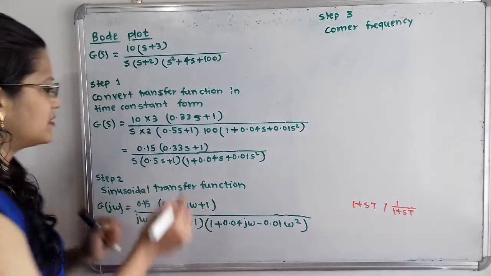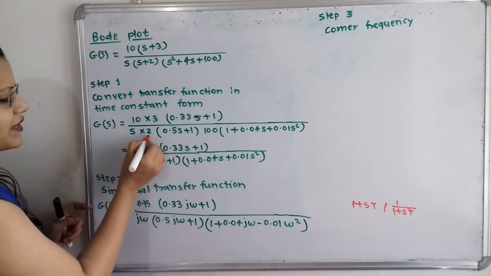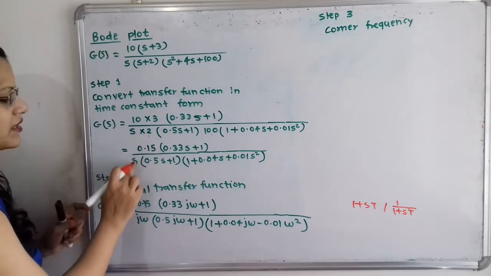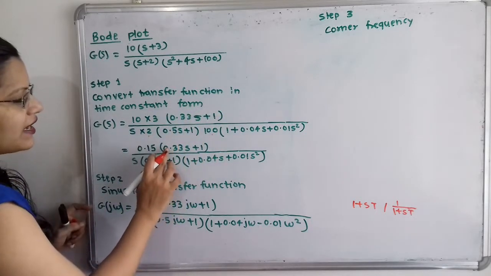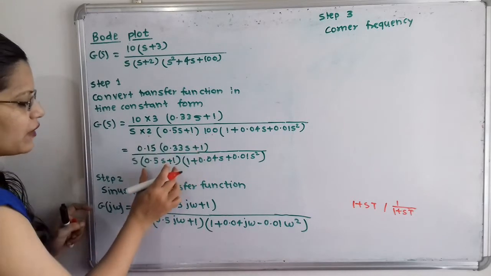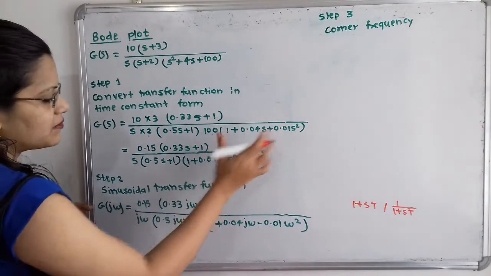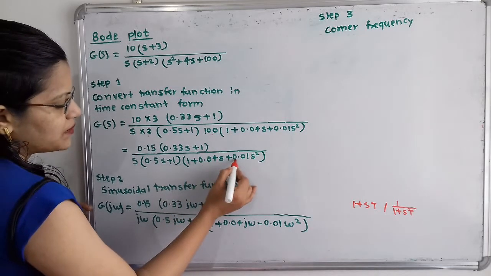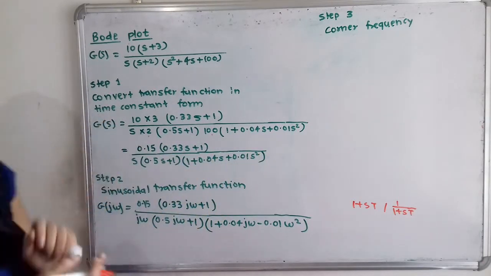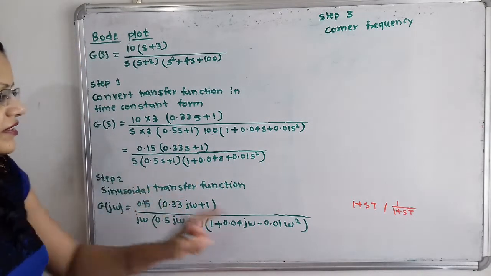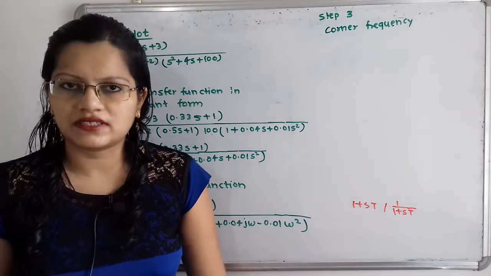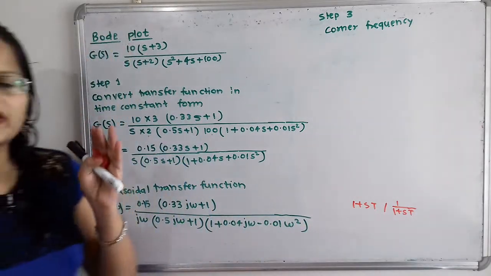Now we will simplify this. 10 multiplied by 3 divided by 2 multiplied by 100 gives 0.15 divided by s. The numerator we write as it is, 0.33s plus 1, divided by 0.5s plus 1, and the second bracket 1 plus 0.04s plus 0.01 s square. So this is the simplified time constant form. The main important thing is that we have to convert it into the form 1 plus sT or 1 divided by 1 plus sT. Now we will move to the second step.